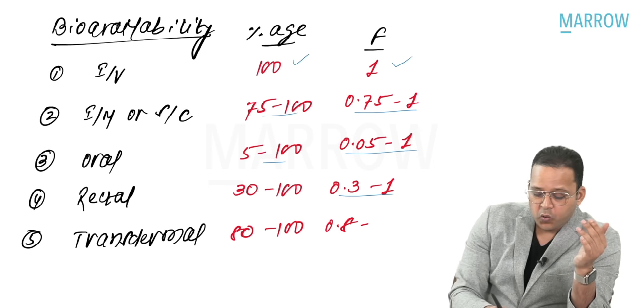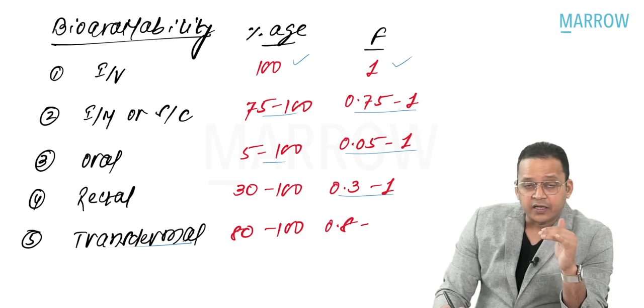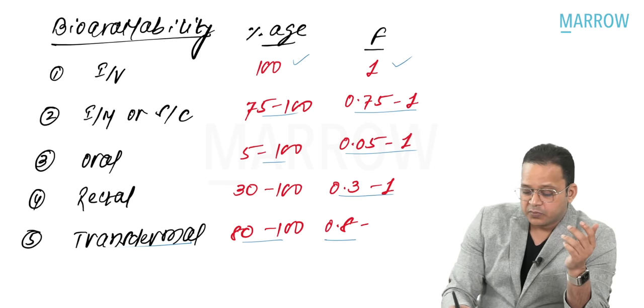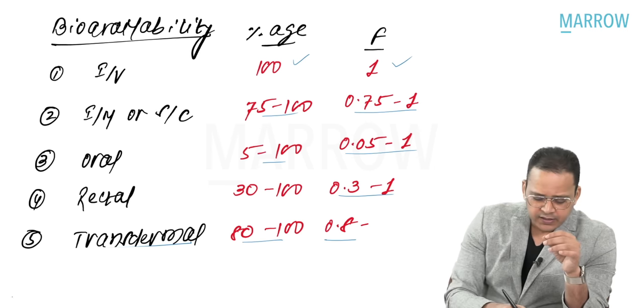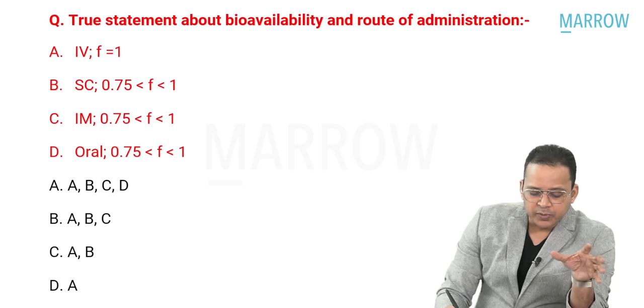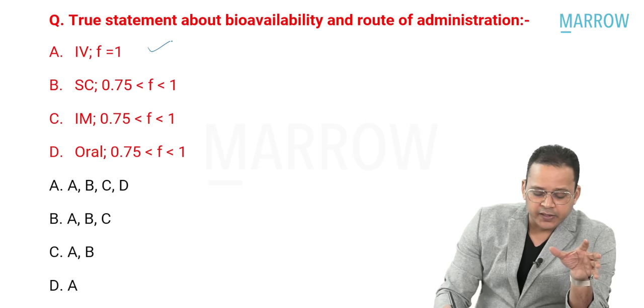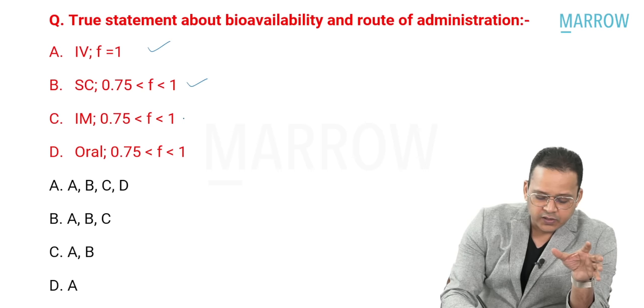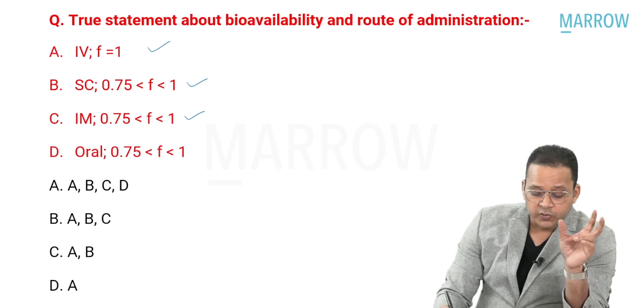Transdermal, it is more. It is more than even IM or subcutaneous. It is 80 to 100% or 0.8 to 1. Now, if you know this, then what will be the answer here? IV F is equal to 1. This is right. Subcutaneous is right. IM is right. Oral is wrong. It is 0.05 to 1. So what is the answer here?